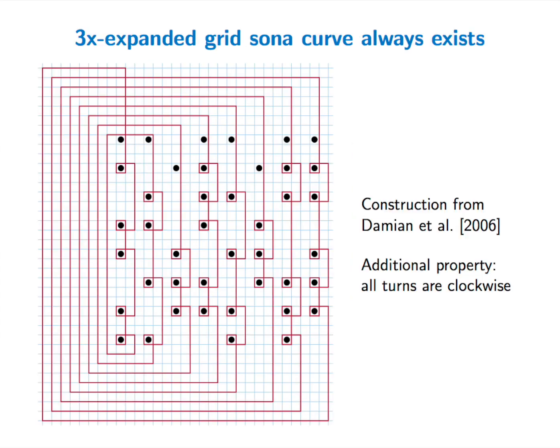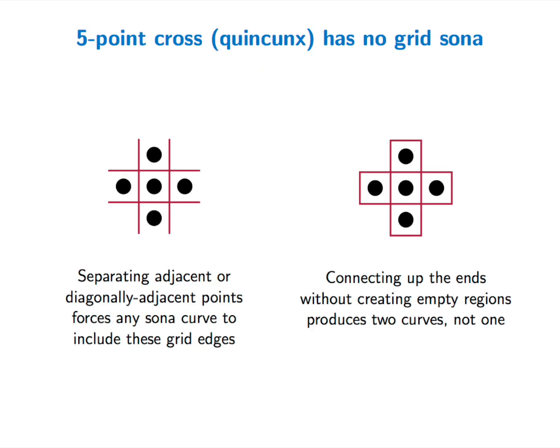Many of the traditional Sona patterns have a grid-like structure, and the 2006 paper also addressed grid Sona drawing. It showed that if the sites are placed at the centers of cells of an integer grid, but then the grid is blown up by a factor of 3, it's always possible to find a Sona curve that follows the edges of the blown-up grid. The expansion factor is necessary. Some very simple dot patterns, such as 5 points in a quincunx pattern, have no Sona curve, and the 2006 paper asked for a characterization of which dot patterns have grid Sona drawings and which do not.